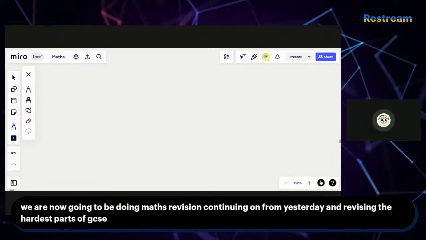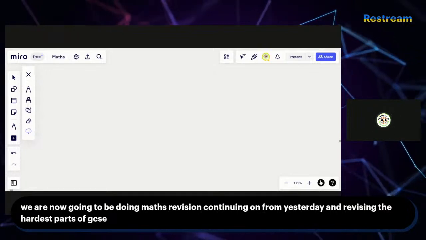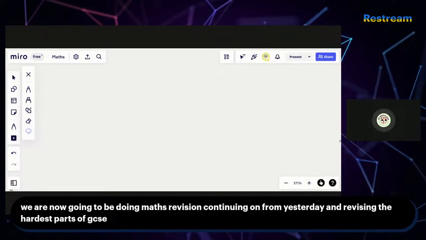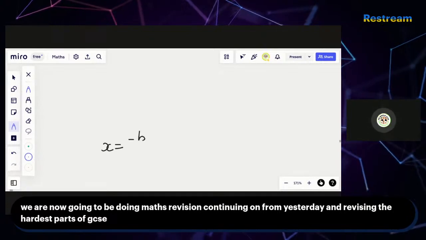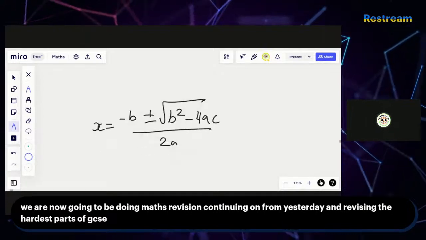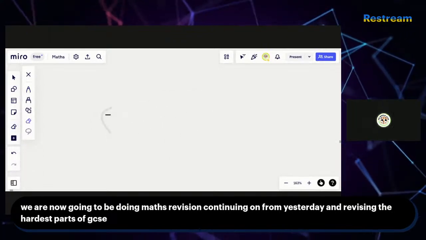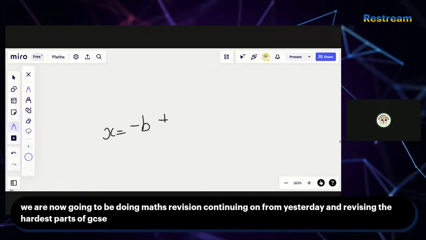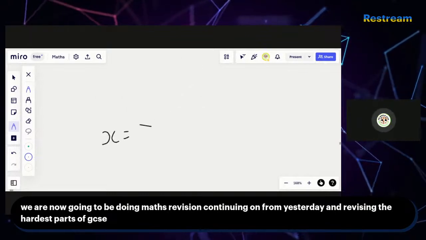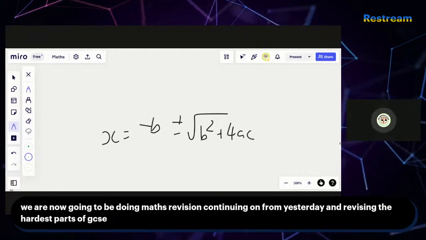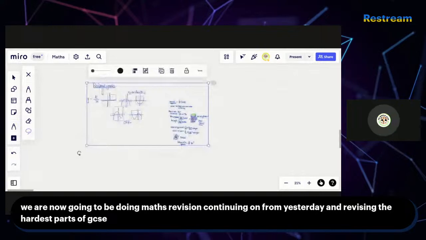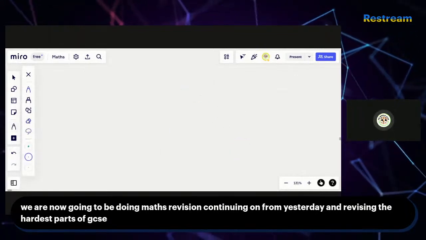First of all, can we remember what the quadratic equation is? Let's try and remember. So the quadratic equation is x is equal to minus b plus or minus root b squared minus 4ac over 2a. That is the quadratic formula. And you're going to need to know that off by heart unless it's taken off the exam, but I don't think it is. So you're going to need to know that off by heart.